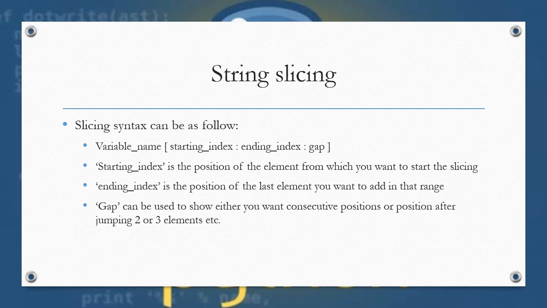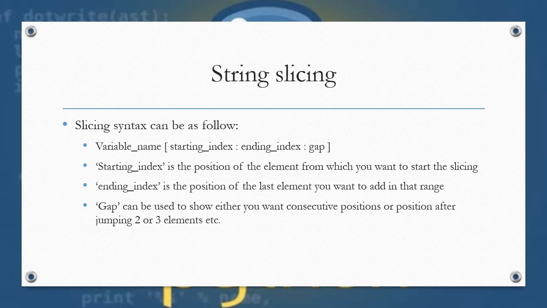Now let's see the slicing syntax. It can be as follows. First we need a variable name. Then in square brackets we will give three arguments. First one will be the starting index, second one the ending index, and third the gap between the positions. Now these three arguments will be separated by the colon symbol.